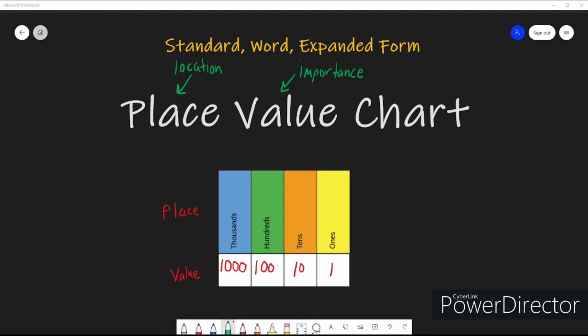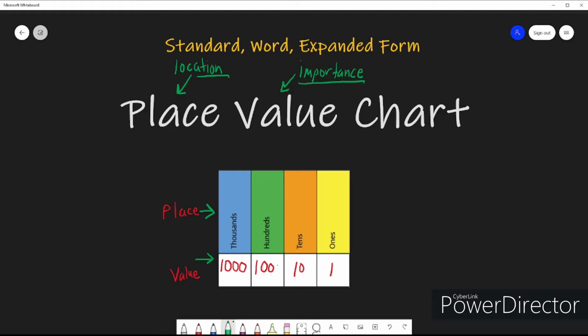Place value is the location of a specific number and its importance to why that number is where it's at. So, looking at the chart that we have here, the place that we have for the numbers has a name. Typically, it's called the thousands, hundreds, tens, and ones. And it has its associated values that are connected to it, and they're shown in number form.